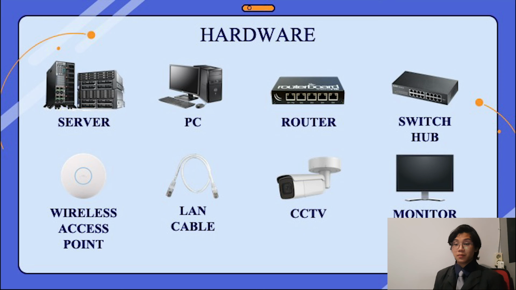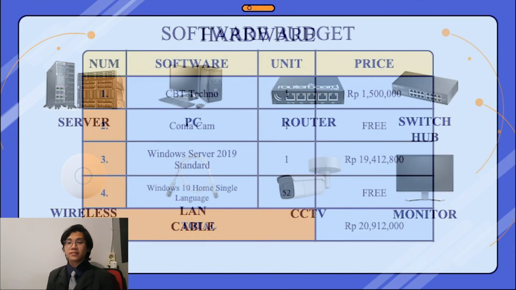And last is the switch hub. The switch hub that we use is the D-Link DES-1024A. The function is to perform the process of transferring data from the server to the client. The specification is 24 ports, 10 to 100 Mbps, using RJ45 auto sensing ports and a MAC address table of 8000 entries.